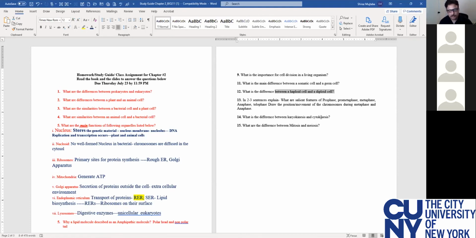Many books make students confused about whether cytokinesis is part of mitosis, yes or no? No, cytokinesis is not part of mitosis. Mitosis is just the division of chromosomes and the nucleus. So mitosis finishes and cytokinesis starts.